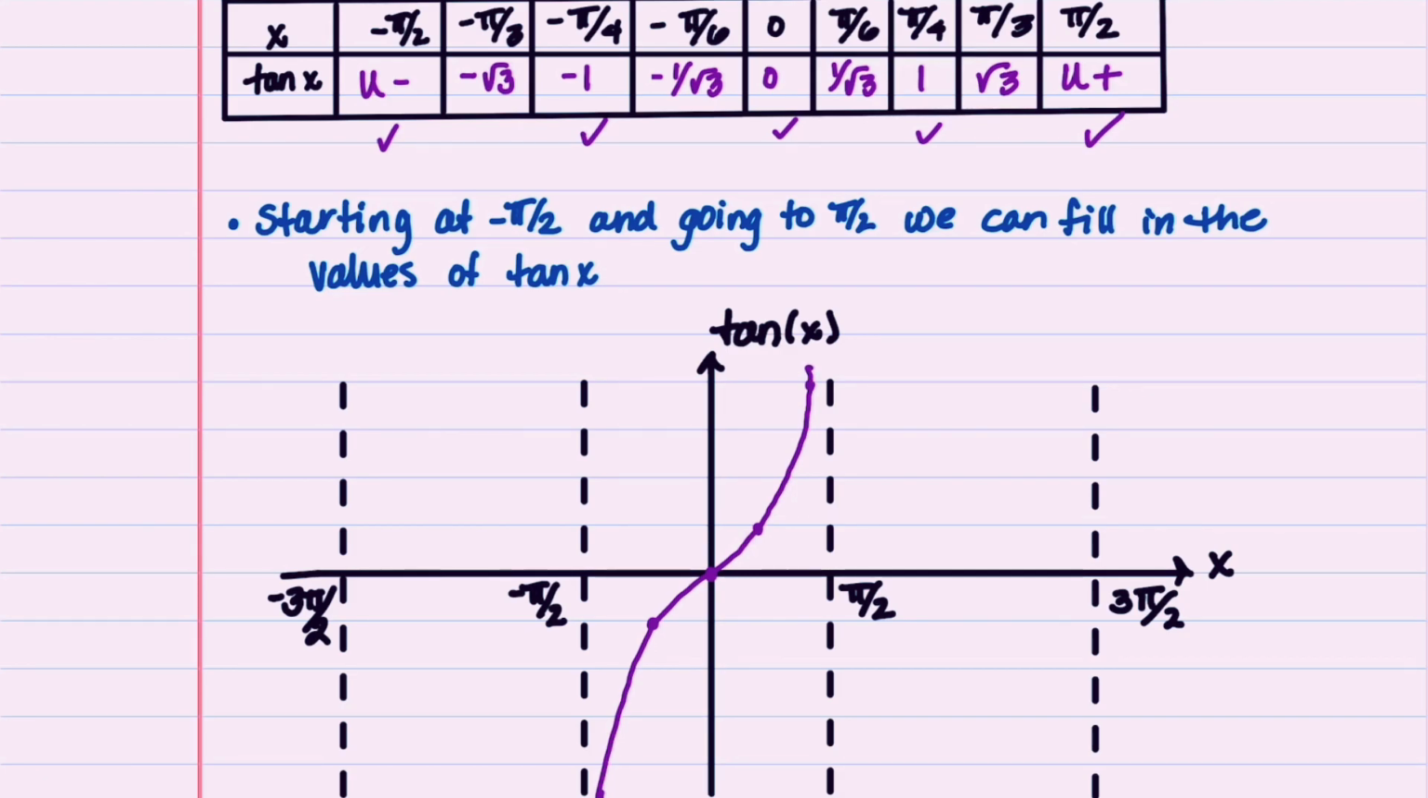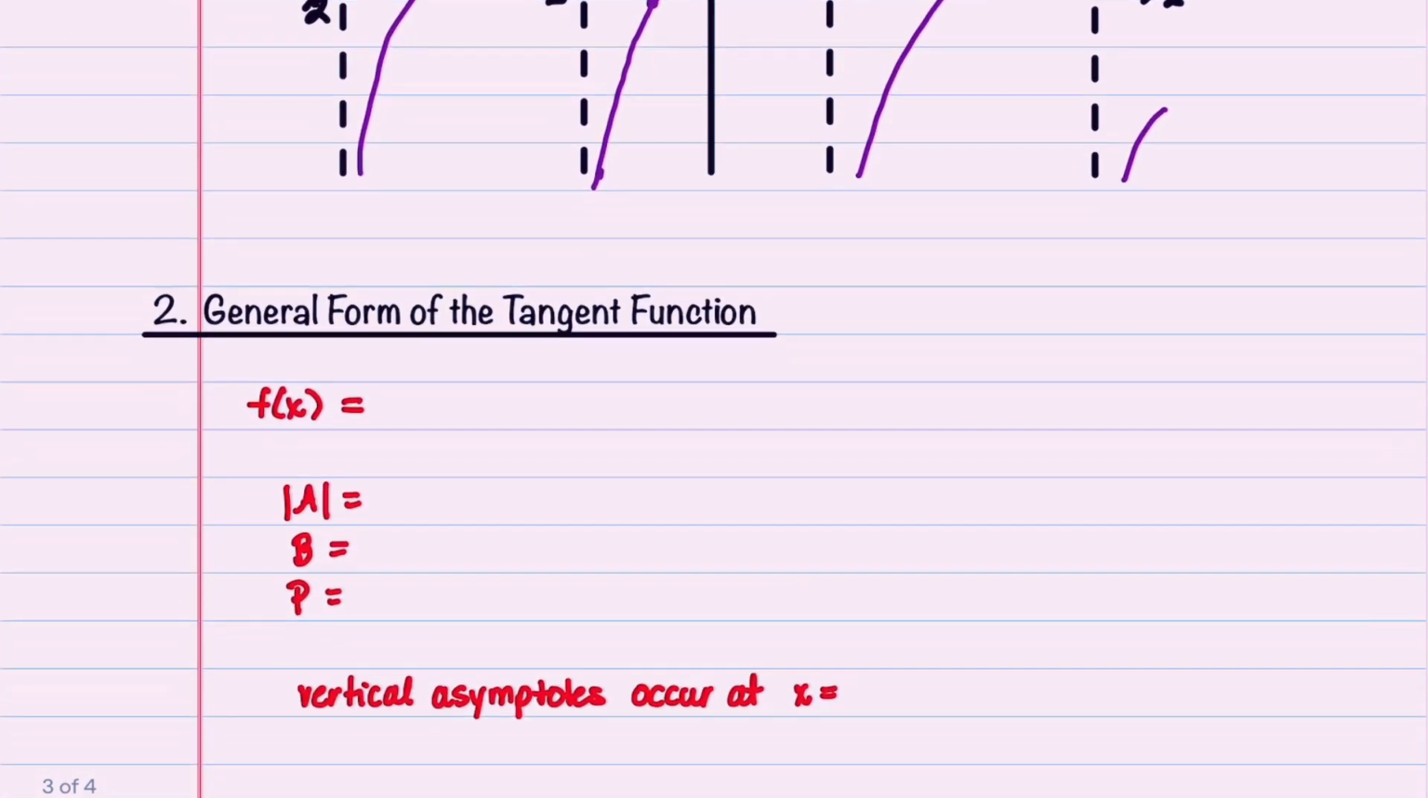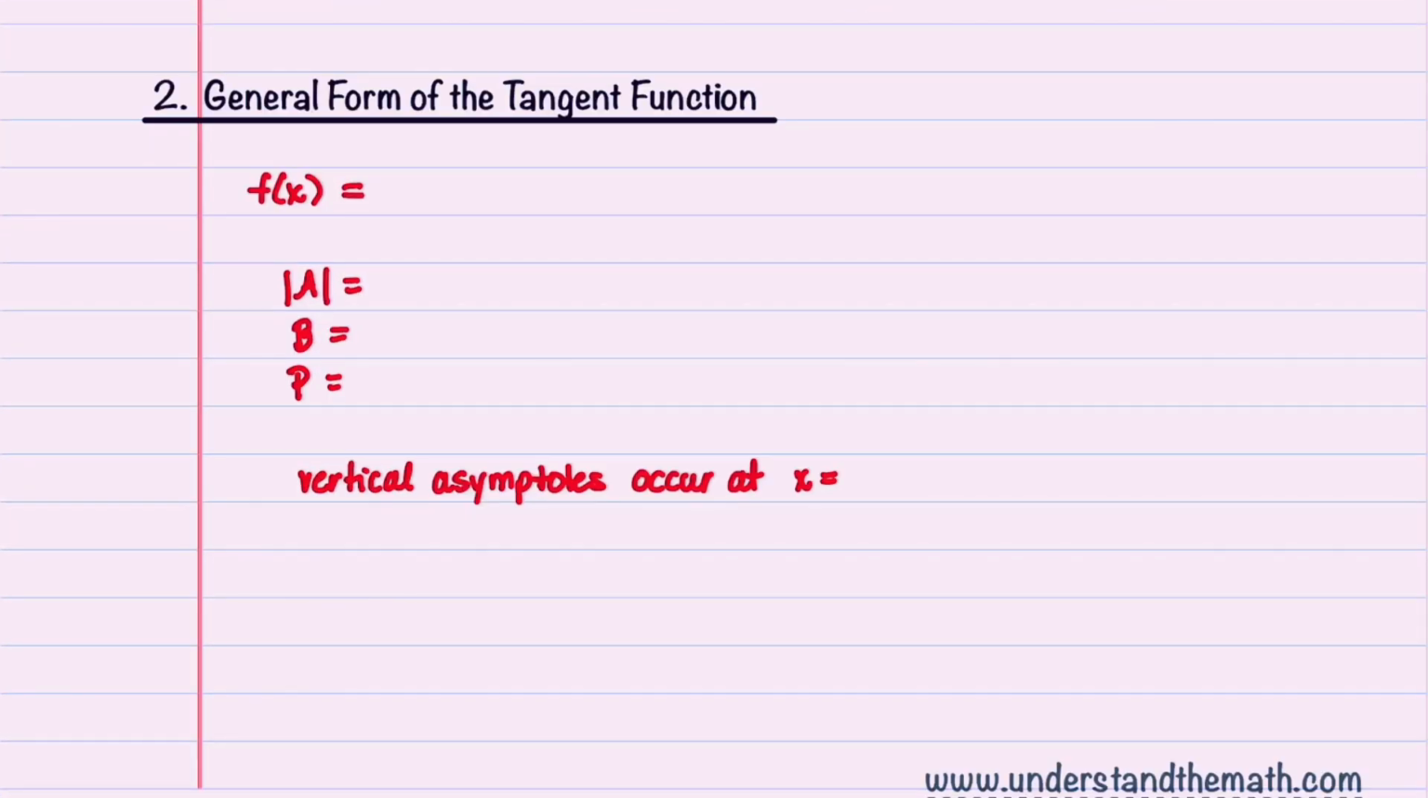Our graph repeats every pi units and looks like this. Our graph will then repeat indefinitely. Let's now quickly look at the general form of a tangent function so that we can graph functions that look like f of x is equal to 2 times tangent of 3x.